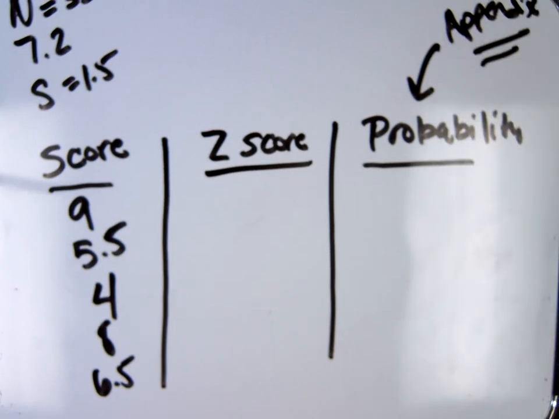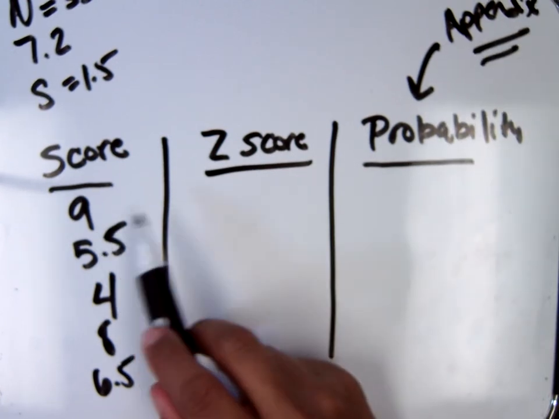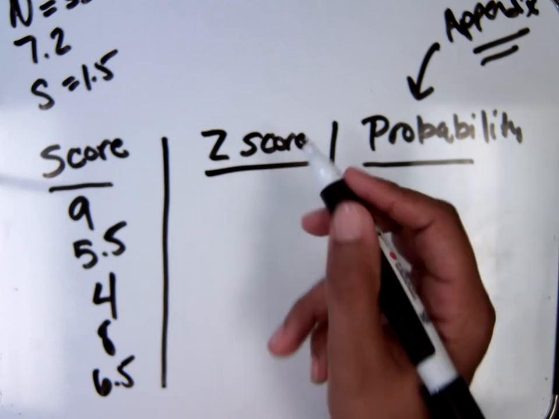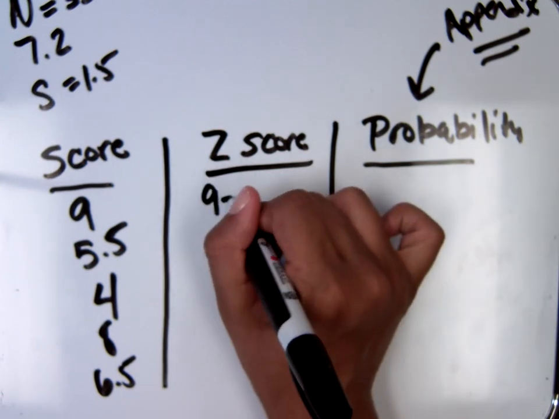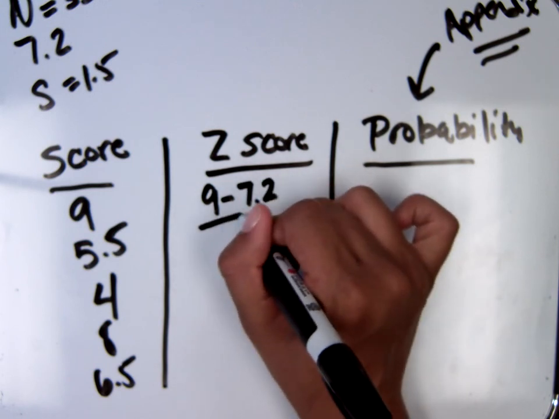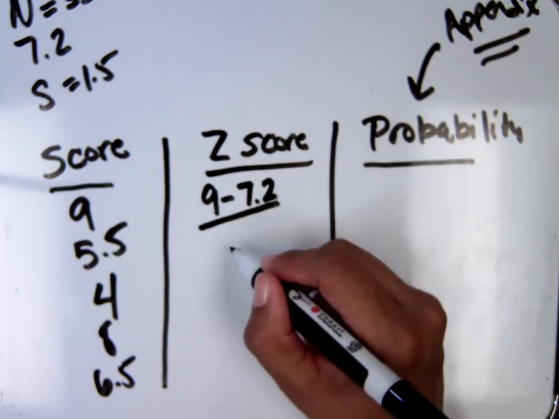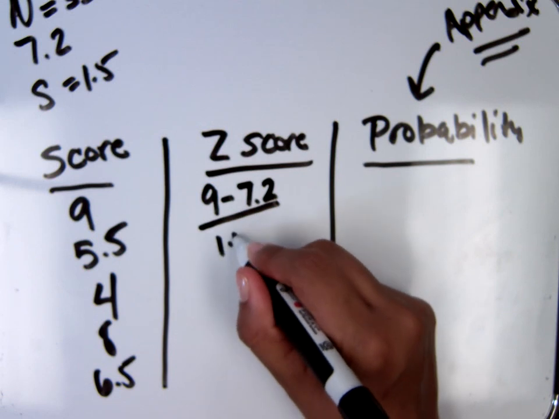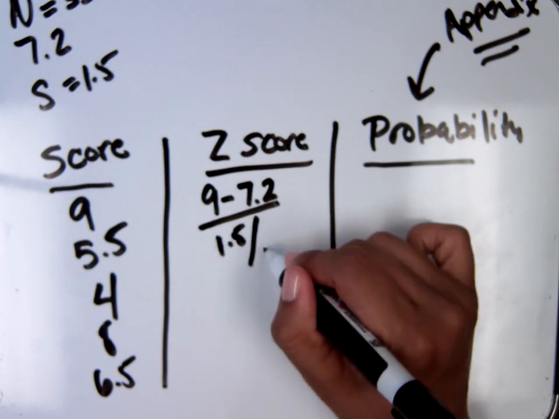So, if I know the score is 9 and I want to know what the z-score is, I have to take 9 minus the mean, 7.2, over the standard deviation, which is 1.5 divided by 35.